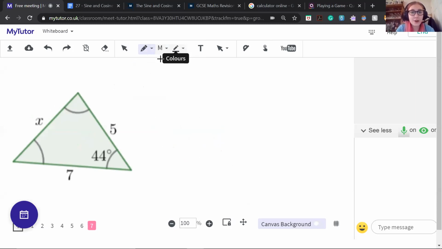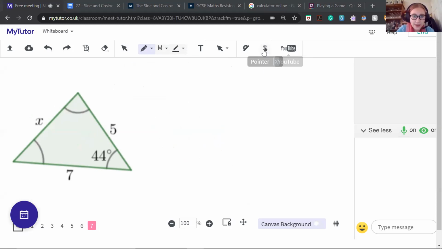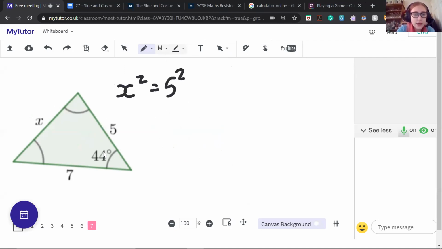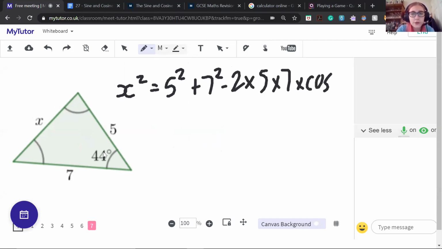So this one is a cosine rule. We can tell because we've got the things that we're familiar with, our 3 sides and this angle. So we're just going to pop it into the cosine rule. x squared equals 5 squared plus 7 squared minus 2 times 5 times 7 times cos 44. And then work out these individual bits.